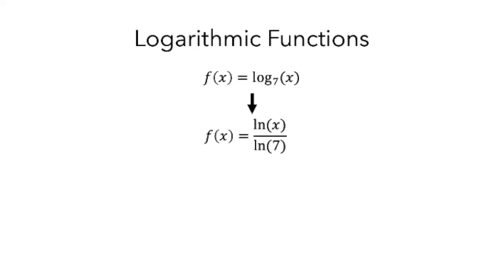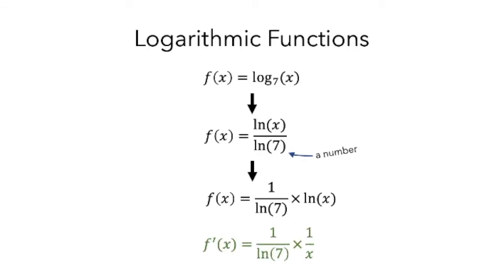There are also other types of logarithmic functions. For example, the 7 here is called the base, and this function is log base 7 of x. You might remember some of the rules for rewriting logarithms. This one can be written as natural log of x divided by natural log of 7. And remember that natural log of 7 is just some number. So we can rewrite this as 1 over natural log of 7 times natural log of x. And the derivative is 1 over natural log of 7 times 1 over x.